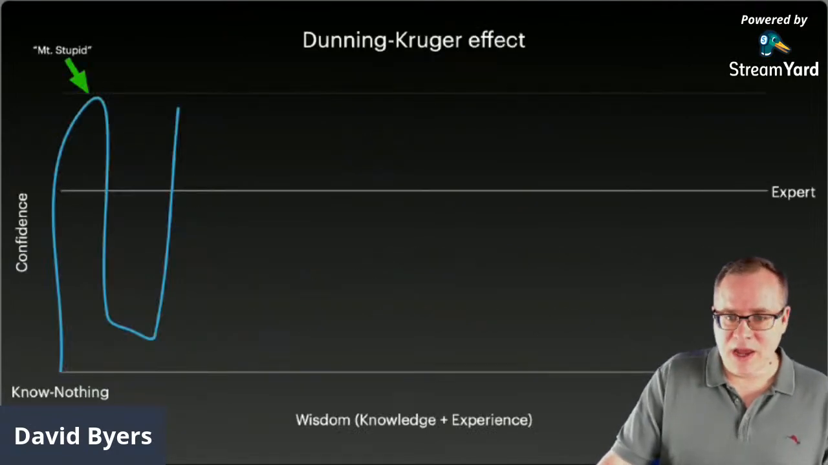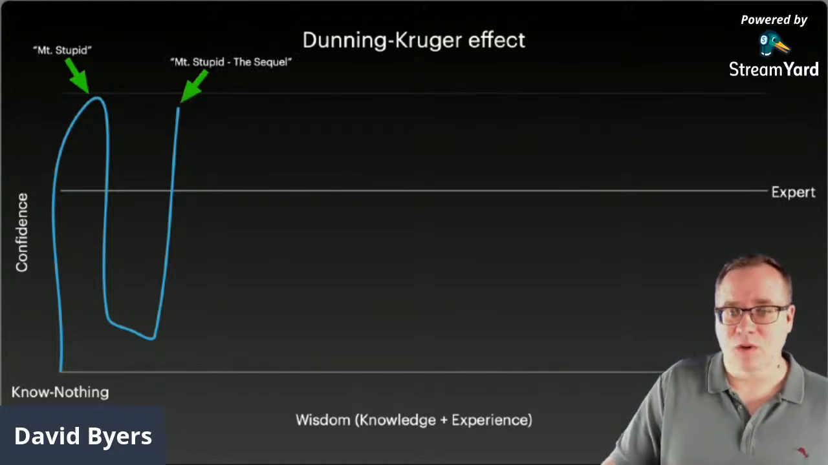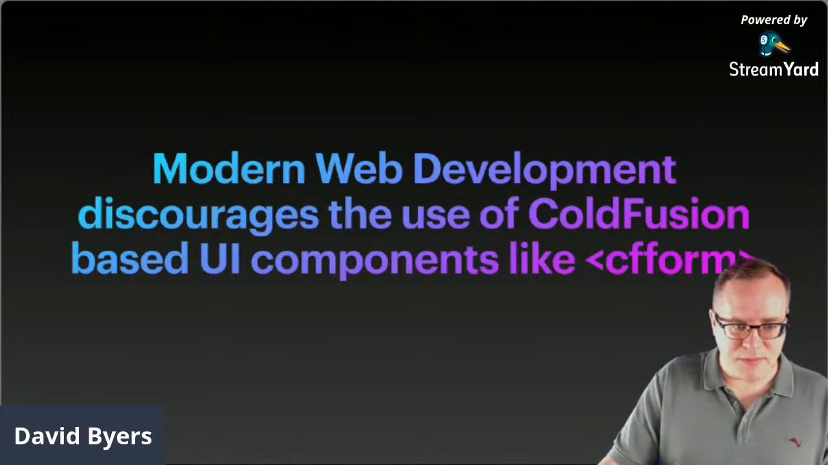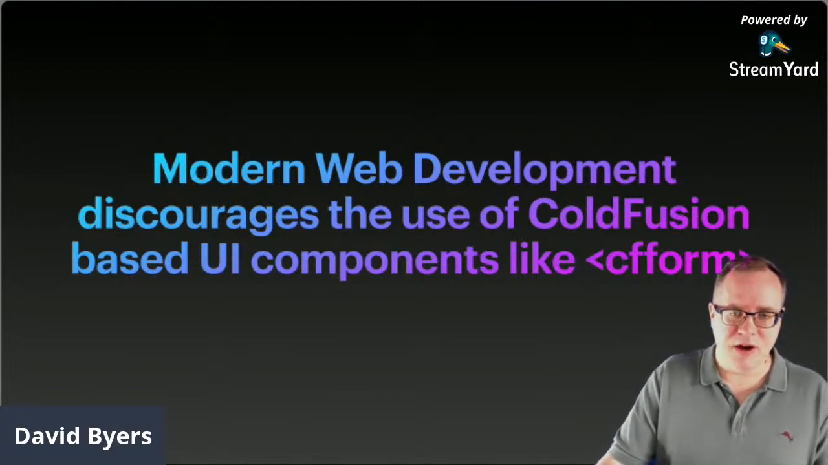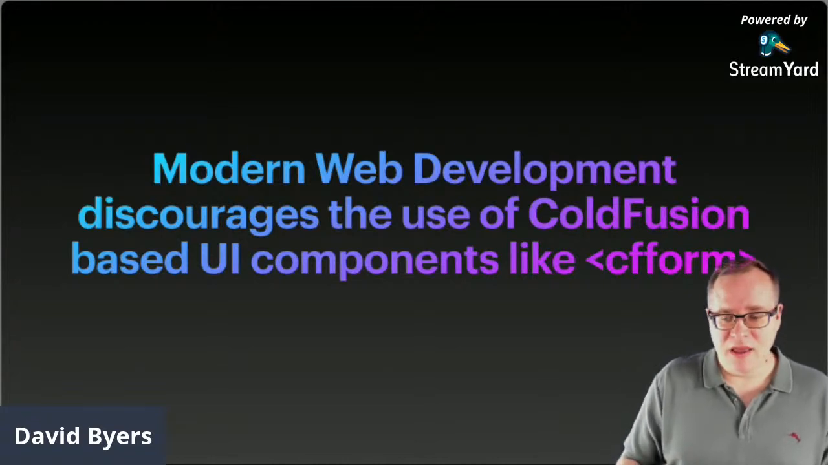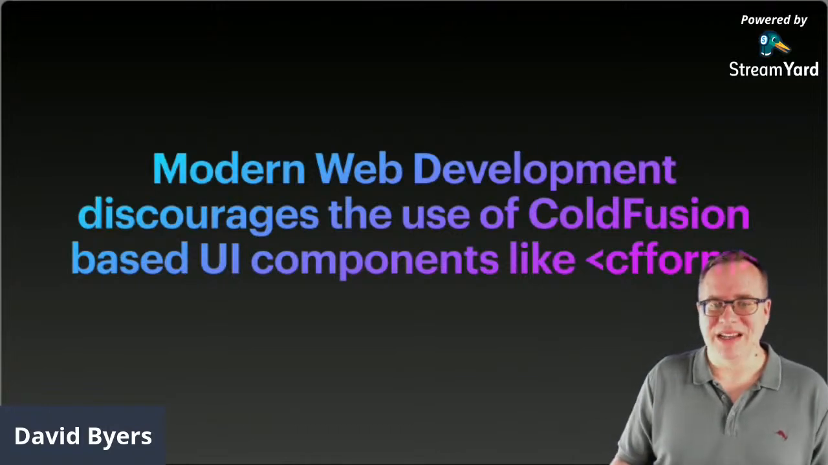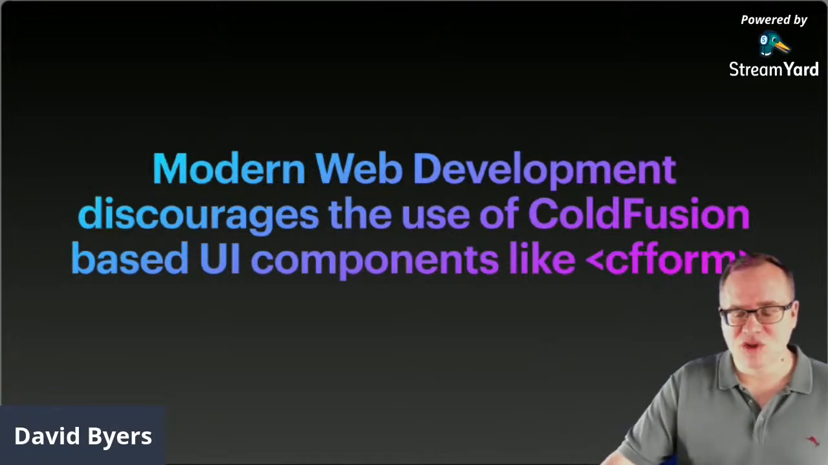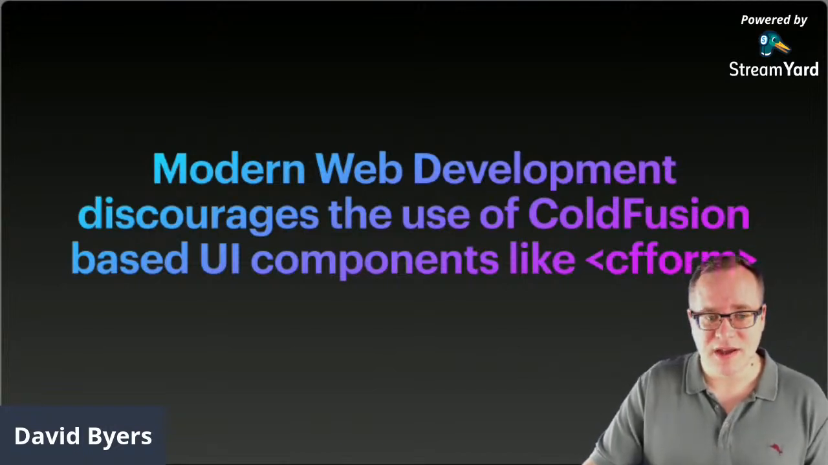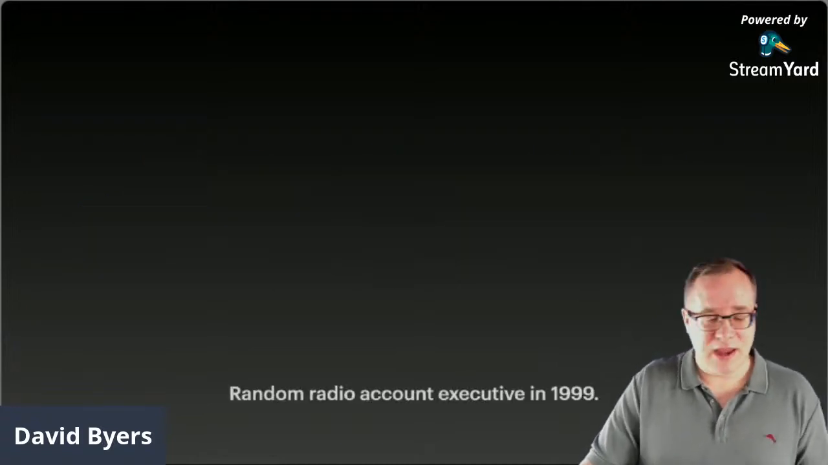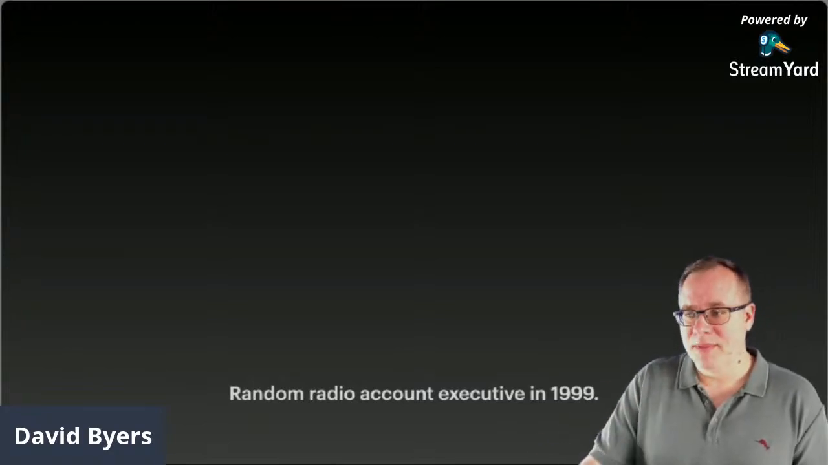So meanwhile, here I am on what I call Mount Stupid the sequel, because now I think I'm a genius. Now, to be clear, modern web development discourages the use of ColdFusion-based UI components like CF form. There are libraries and things out there that do it differently, that do it better. They may add complexity to the development process, but they're more robust ways to handle user interface than the ColdFusion tags that handle user interface. Nobody uses CF form anymore, basically, I guess is what I'm saying. Anyway, so I'd solved that problem.